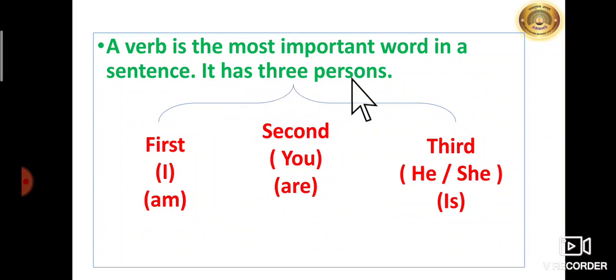It has three persons: first person, second person, and third person. Now what does first person consist of? It consists of I and am. Second person has you and are. The third person consists of he, she, and is. This is what the agreement of the verb begins with. It has three persons, which come in first, second, and third. These points you have to keep in mind, students.